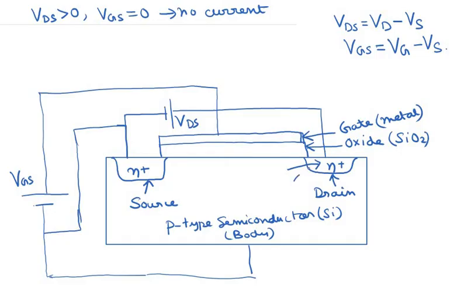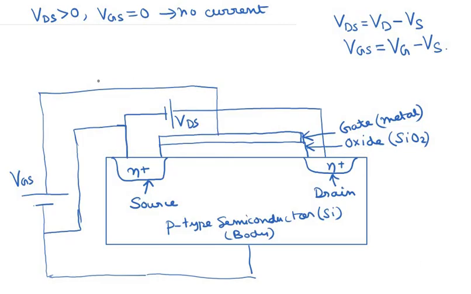No electrons can actually flow in this direction. This also means that no current can flow in this direction from the drain into the body. And there is no conducting path between the drain and the source, so no current can flow when VGS is basically equal to 0.